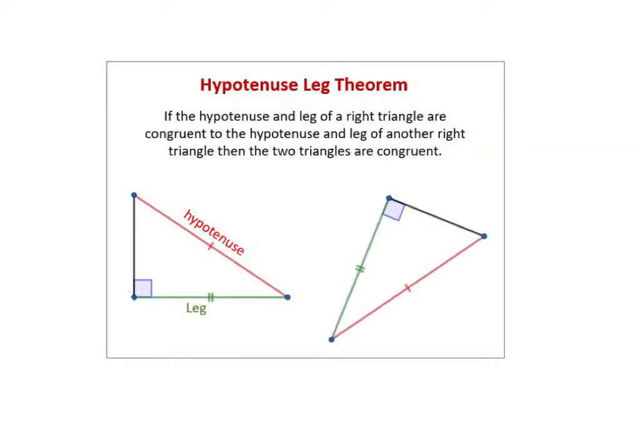We also had a special theorem that only works for right triangles, and that's if the hypotenuse is congruent along with one of the legs. So remember, the hypotenuse is that side of a triangle that's right across from the right angle. And it's also the longest side.